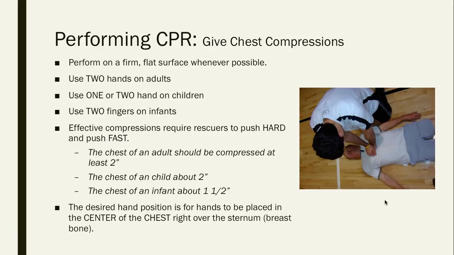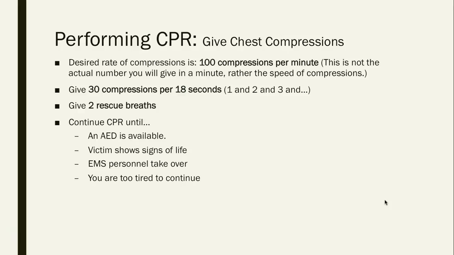All right. Also, you want your desired rate of compressions to be 100 compressions per minute. This is not the actual number that you're going to give, but just the speed of the compressions. So you're giving 30 chest compressions per 18 seconds. So it's going to be 1 and 2 and 3 and 4 and 5 and 6, and you're going to keep that pattern up until you get to 30. As soon as you give 30 compressions, then you're going to give 2 rescue breaths. So it's 30 compressions, tilt the chin back, and give 2 rescue breaths.